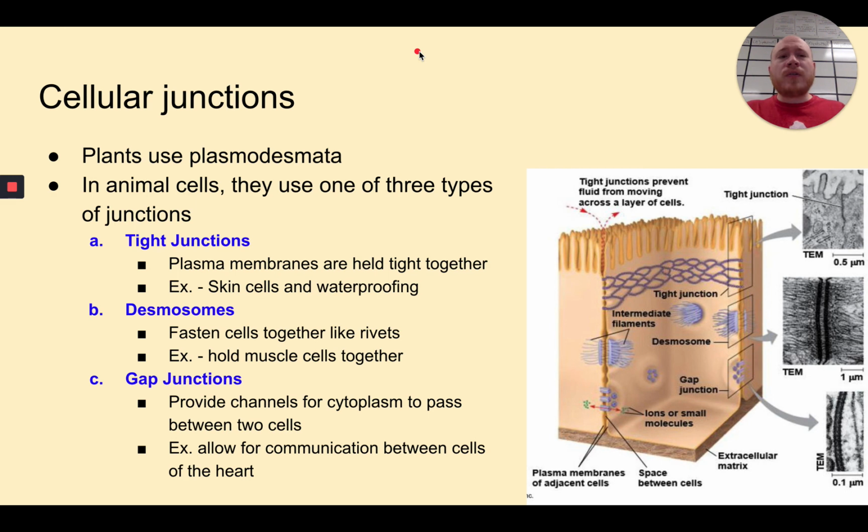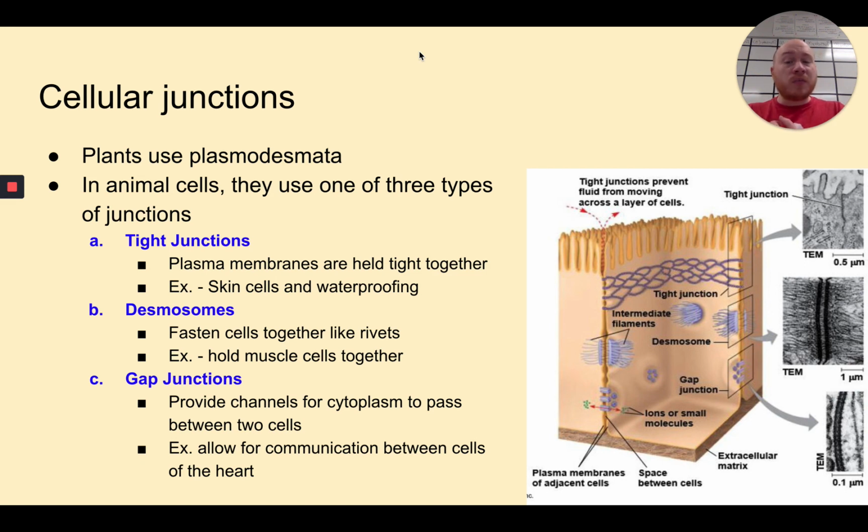There's a few other things that we look at between cells, and they're called cellular junctions. Plants are going to use their plasmodesmata, but in animal cells, there are 3 types of junctions. There's a tight junction, where plasma membranes are held tight together. That's where 2 cells are held together really, really tight. An example would be skin cells. The reason our skin cells are relatively waterproof is because tight junctions hold all of our skin cells together.